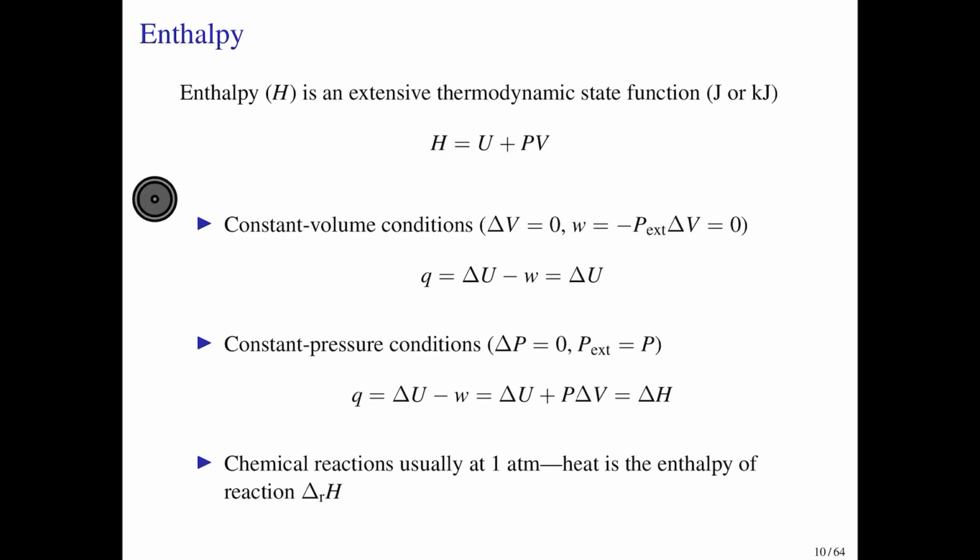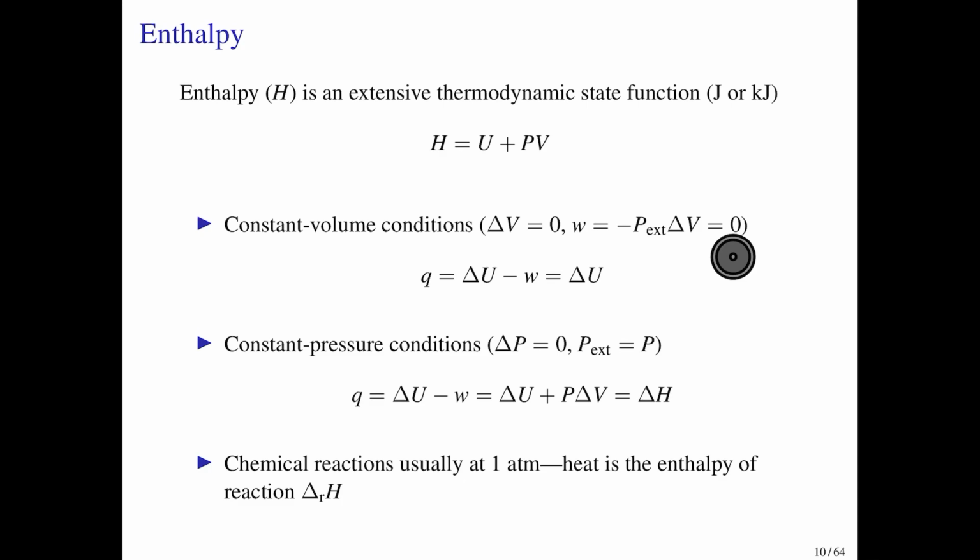Let me draw your attention to this first bullet point. When you have a chemical reaction occurring under constant volume conditions, the change in the volume is, of course, zero, right? That's what constant volume means. As a consequence of that, the PV work that's done will be zero, right? Because the PV work is related to delta V, and if delta V is zero, then there's no work done.